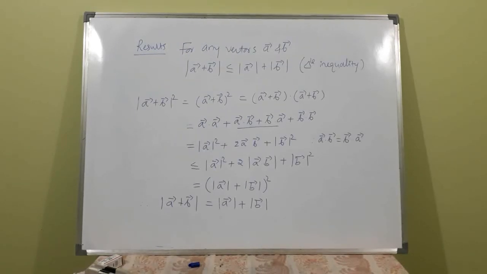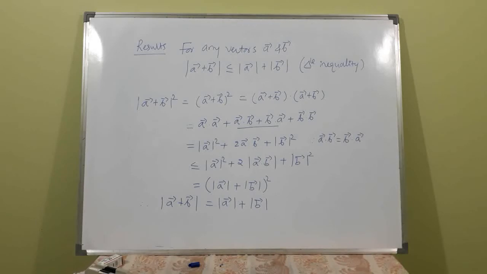For any vectors A and B, modulus of A plus B is less than or equal to modulus of A plus modulus of B. This is another inequality called triangle inequality. We know that A plus B modulus whole square is equal to A plus B whole square. Magnitude of A square is A dot A. That is nothing but A plus B dot A plus B.